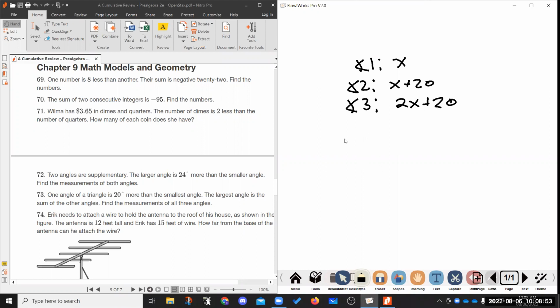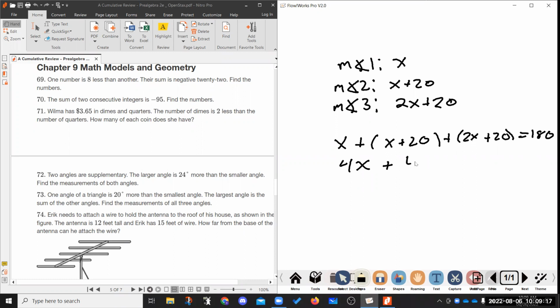And we know that all of the angles of the triangle are going to add together to give me 180 degrees. So I have X plus 2X is going to be 4X. 20 plus 20 is 40. 4X is equal to 140. I'm going to divide by 4.